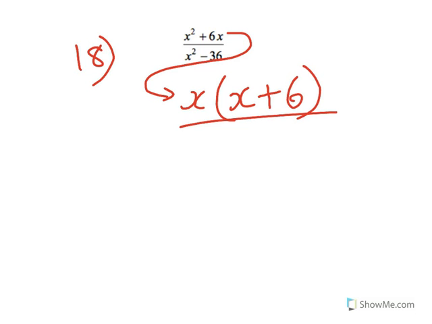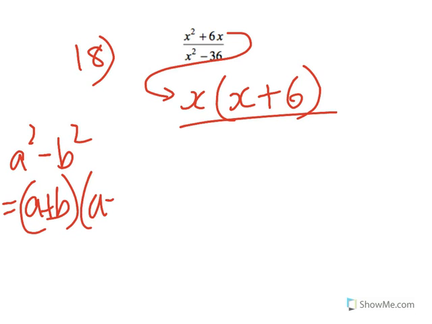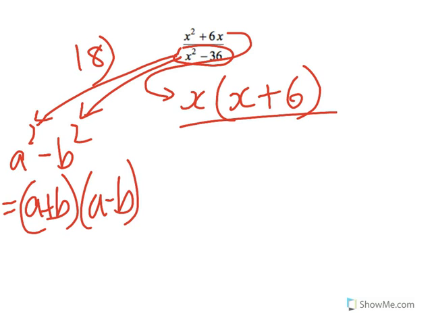Okay, so now the bottom. What you need to know before we do the bottom is this rule: a squared minus b squared is equal to a plus b times a minus b. So that means the only way we can factorize this is by putting it in this form. x is already kind of like a. But 36 isn't in this form. 36, however, can be written as 6 squared. So this can become x squared minus 6 squared.